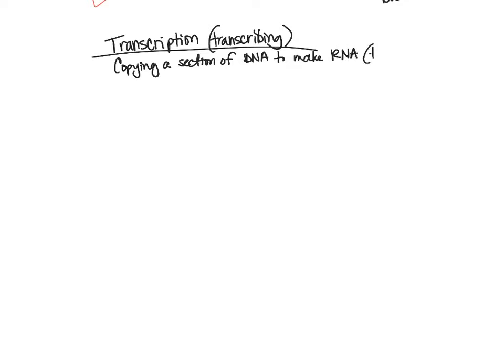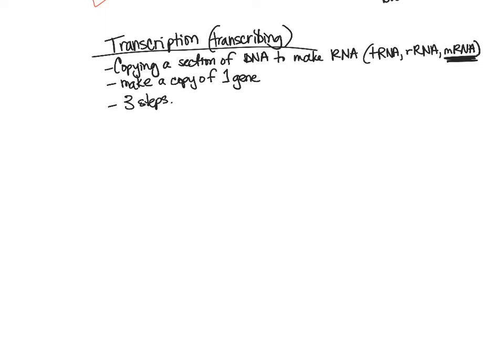And we're going to do this whenever we make tRNA, rRNA, or mRNA. We are going to focus on mRNA because that's what's going to be the template for a protein. And when we do this, we're making a copy of one gene. And it happens in 3 steps. We're going to take our DNA, open it up, and make a copy of it, meaning that copy is going to be RNA.